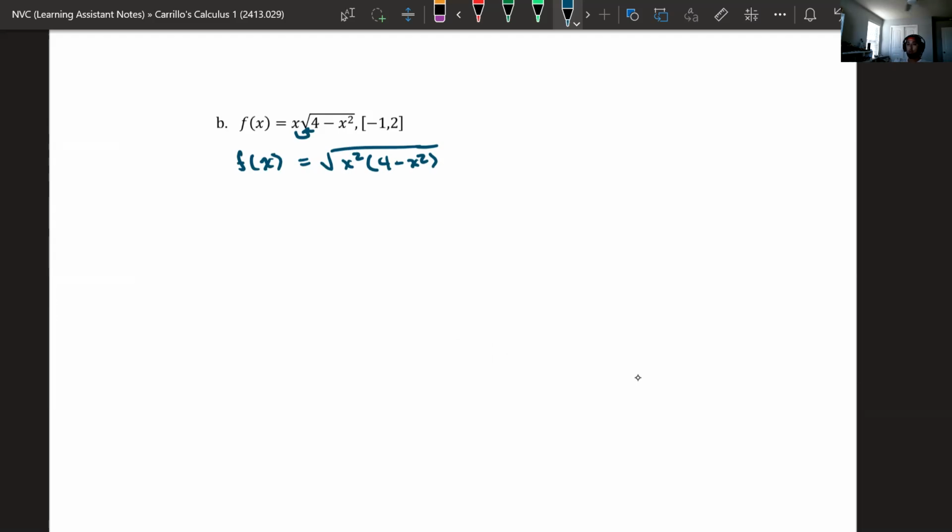So now I no longer have a product rule. Instead, I can distribute this x squared inside these sets of parentheses, and instead just have a chain rule. So distributing that x squared, we have 4x squared minus x to the 4th. So far, so good. Thumbs up, sweet.